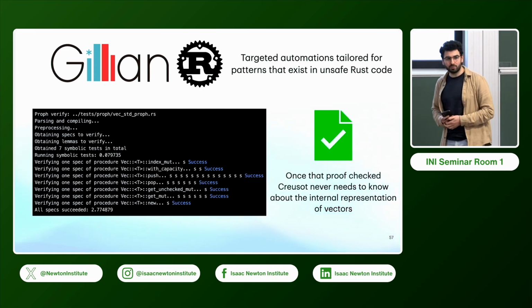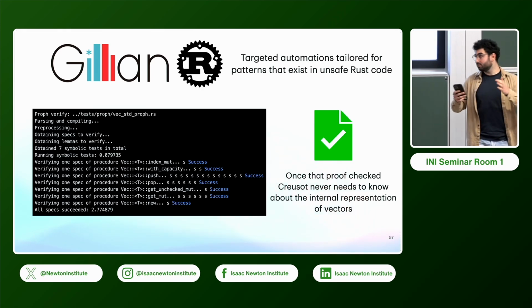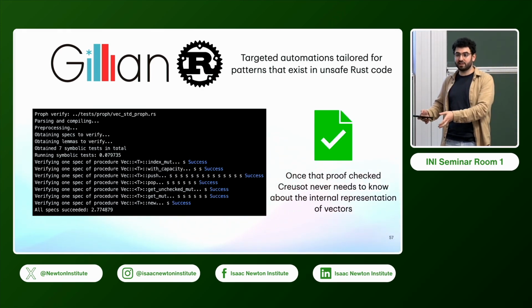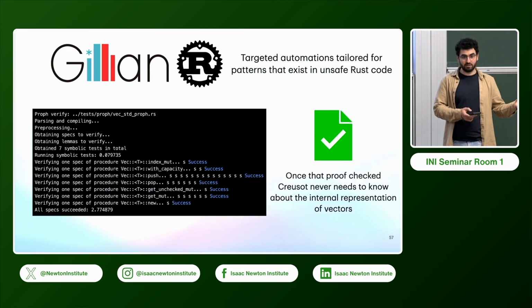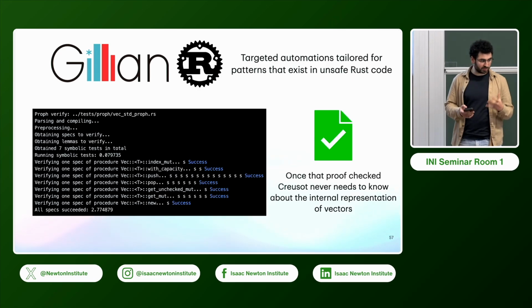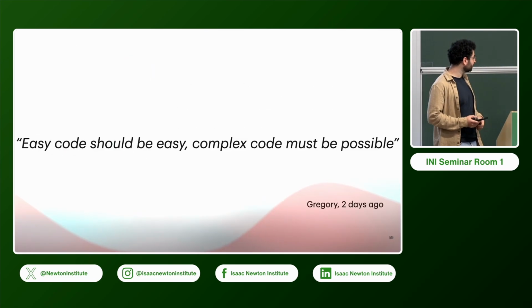But once you've done that proof, then you never need to reason about the representation of a vector anymore. Creusot can only reason about its representation, and that's what our hybrid approach is.